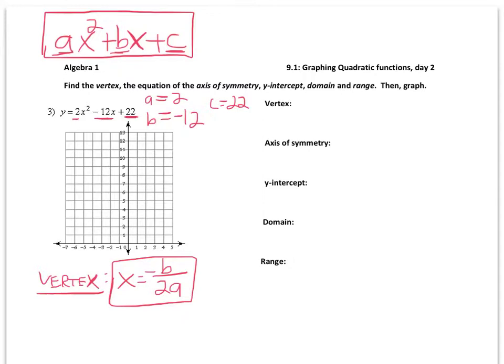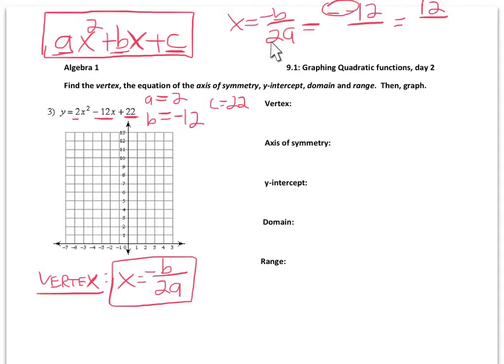So let's do this. I'm going to put this work up here. I'm going to put x equals negative b over 2a, and then plug the values in. I first want to figure out the vertex for this. b is negative 12, so when I plug this in, I have negative of negative 12. These cancel out, so it becomes positive 12.